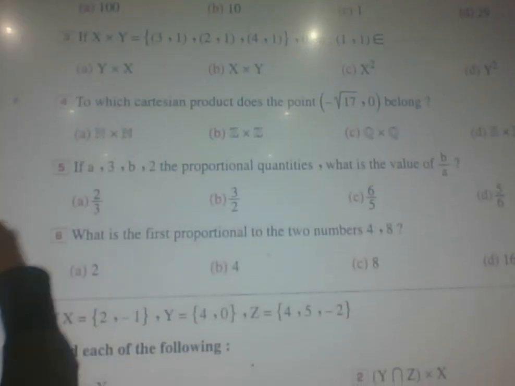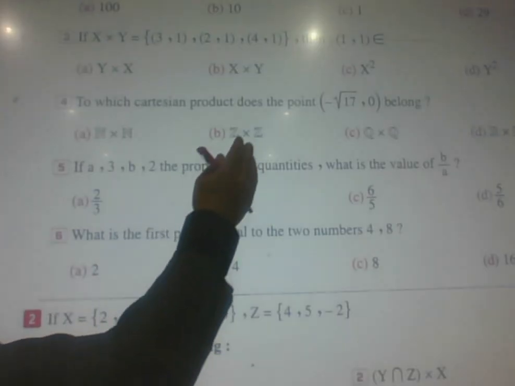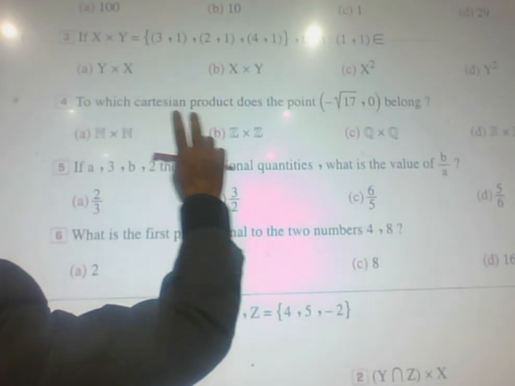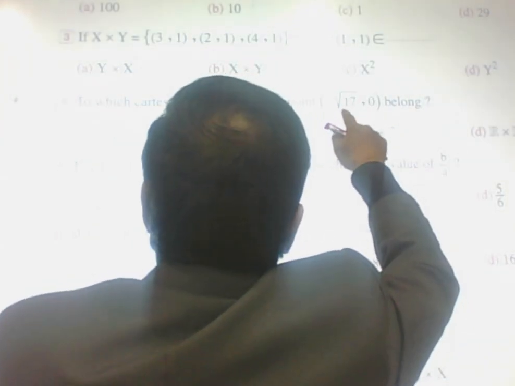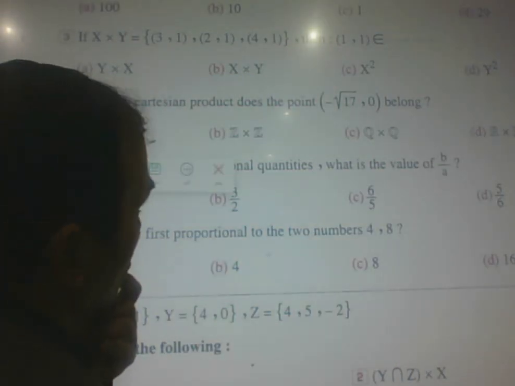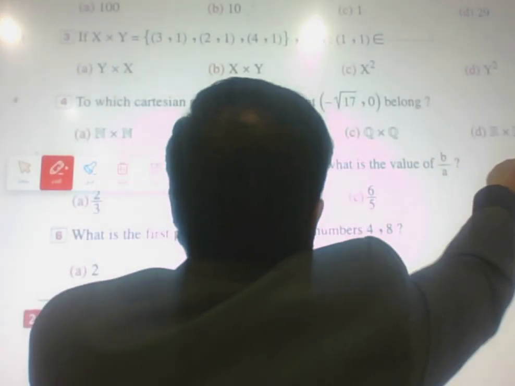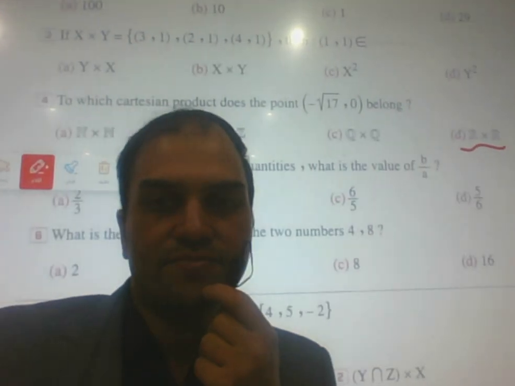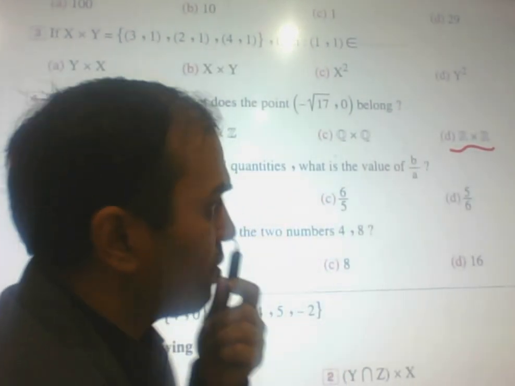Next question down. To which Cartesian product does the point (negative square root of 17, 0) belong, R by R? Because we have an irrational number here, the square root of 17, then negative square root of 17 belongs to the real numbers, and 0 also belongs to the real numbers. It shows letter D, R by R. Okay, understood?